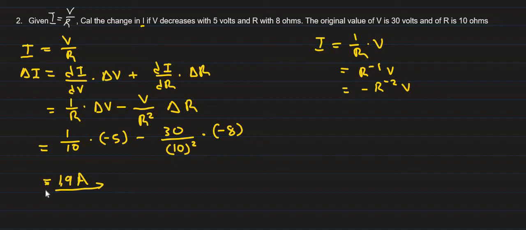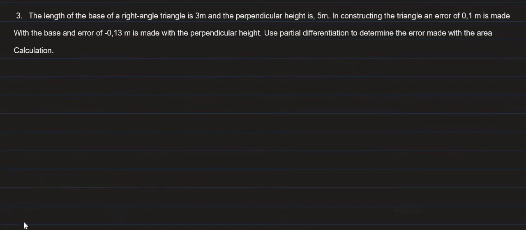So it is a straightforward application of partial derivatives. Then the next level example. The example is about the length of the base of a right angle triangle, still a right angle triangle again, with another base, another height, another radius.